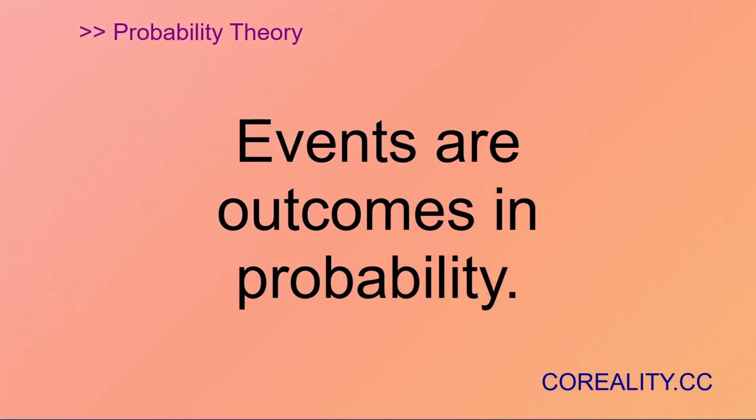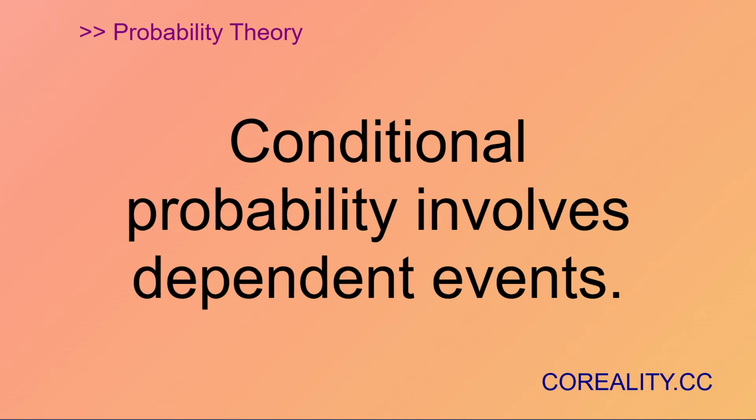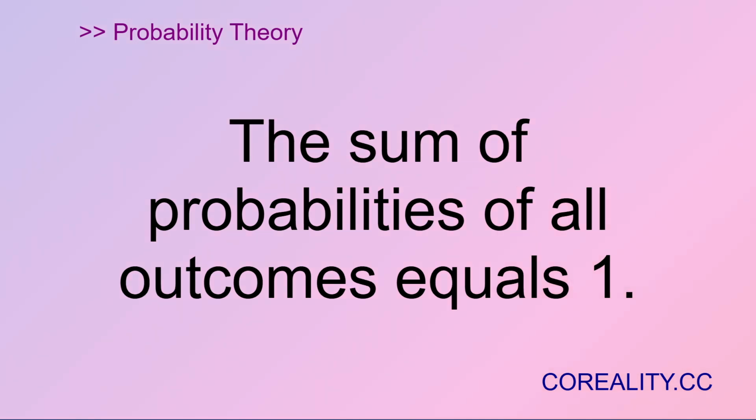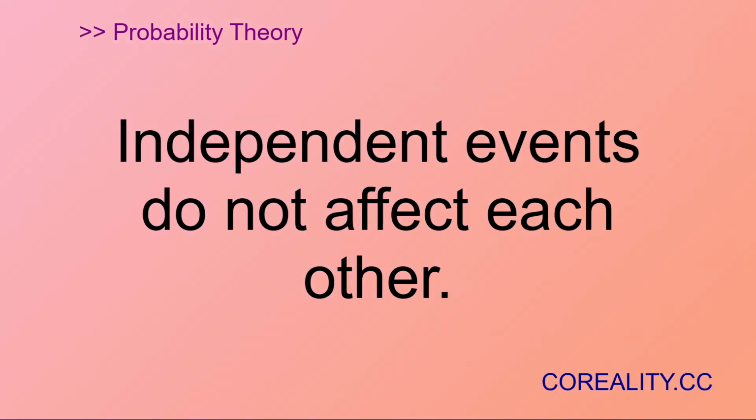Events are outcomes in probability. Conditional probability involves dependent events. The sum of probabilities of all outcomes equals 1. Independent events do not affect each other.